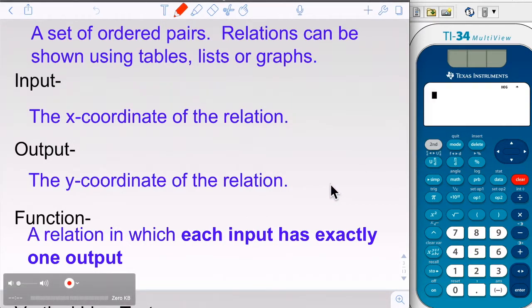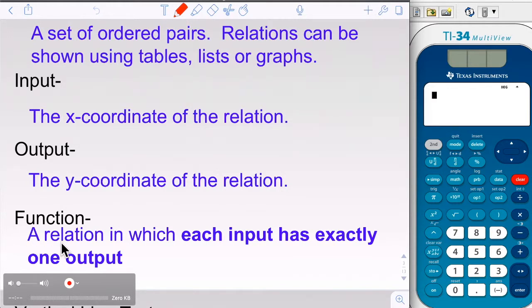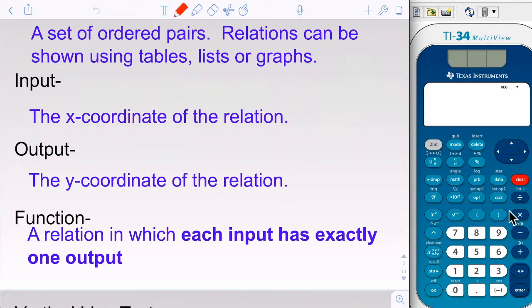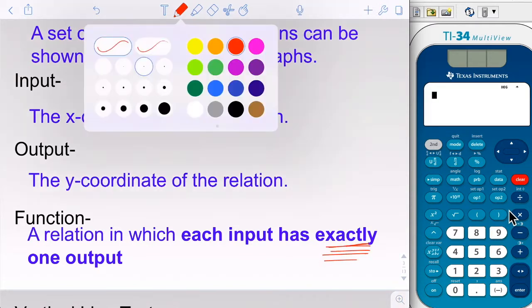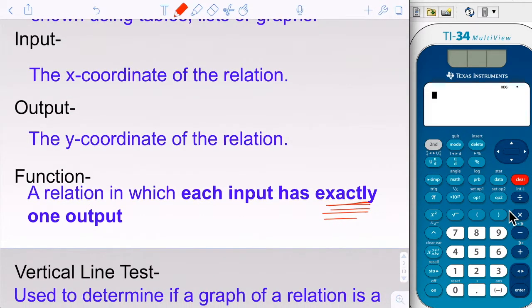Our ultimate goal in this lesson is to figure out whether the relation we're looking at is a function or not. A function is a relation, one of these x and y pairs, in which each input has exactly one output. That's in bold for a reason, because it's pretty important for this lesson. Each input has exactly one output. That is the definition of a function, and we're going to show that multiple different ways throughout this lesson.